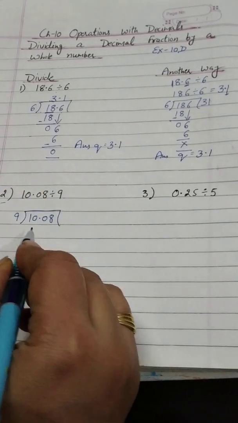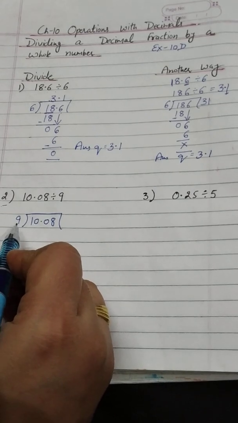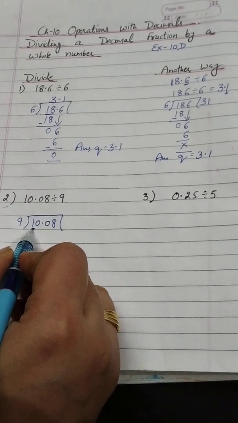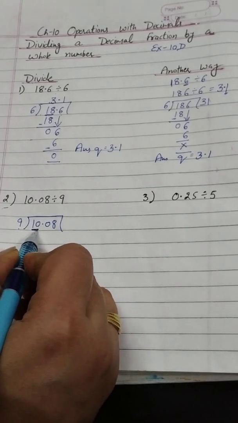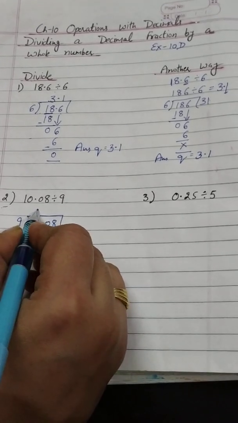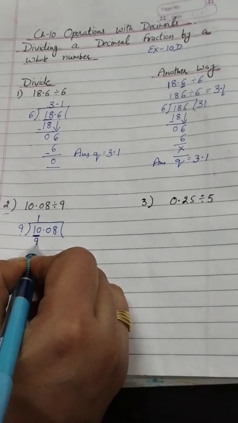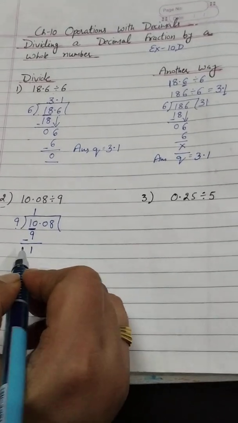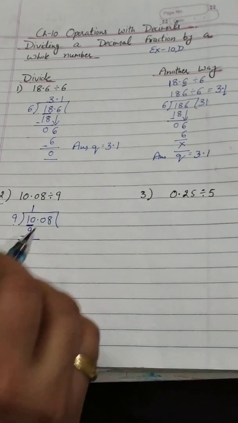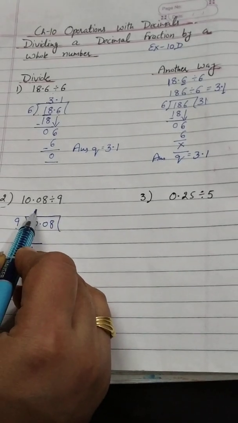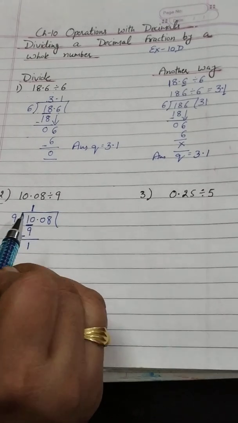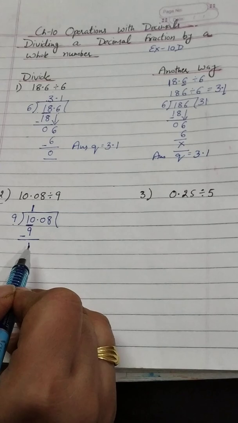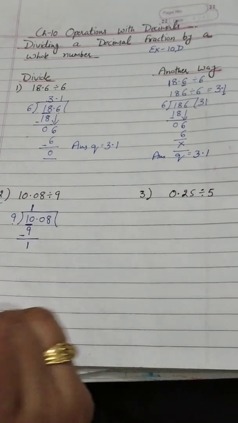Now count the table of 9. As you can see, this 1 is very less than 9, so we will take these two numbers. Read the table of 9, 9 ones are 9. Now subtract 10 minus 9, we will get 1. I have put 1 in the quotient, so we will take the remainder, which here is 1. Now drop down the next digit, that is 0.